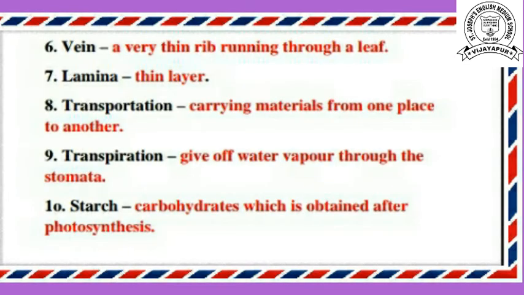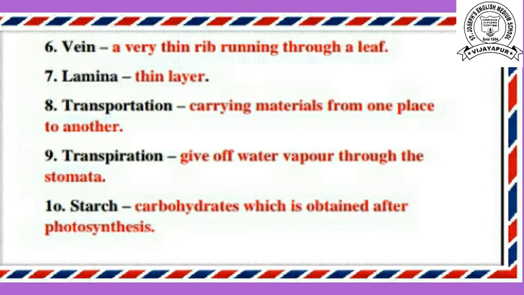The sixth one is the vein. Vein means what? A very thin rib running through a leaf. Vein means a very thin rib, a small tube which runs through a leaf. These veins arise from the midrib. The midrib is the main vein, and through that main vein small tubes run. These are called veins, and these carry water, minerals and food also.